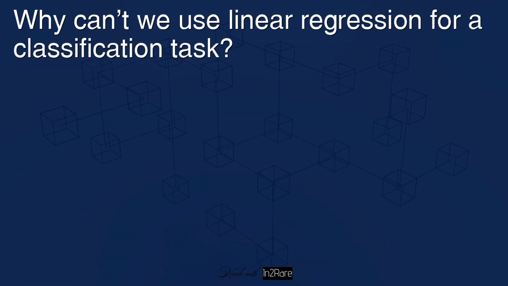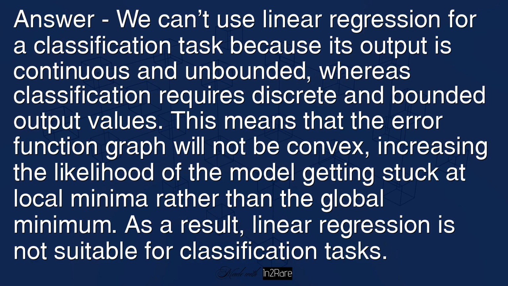Why can't we use linear regression for a classification task? Answer: we can't use linear regression for a classification task because its output is continuous and unbounded, whereas classification requires discrete and bounded output values. This means that the error function graph will not be convex, increasing the likelihood of the model getting stuck at local minima rather than the global minimum. As a result, linear regression is not suitable for classification tasks.